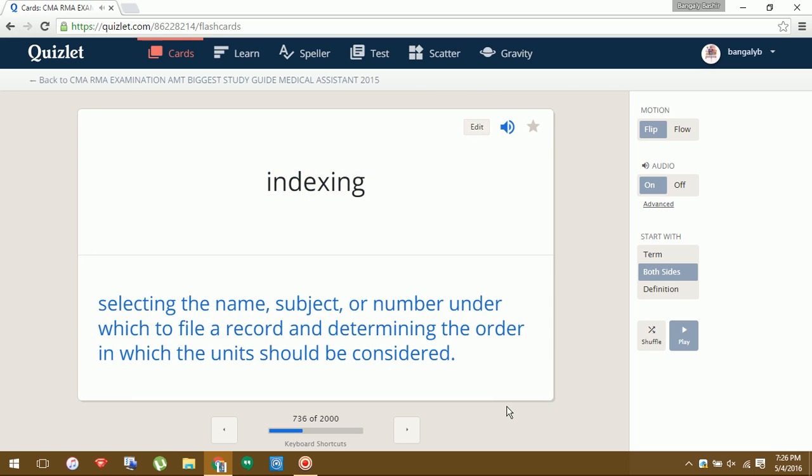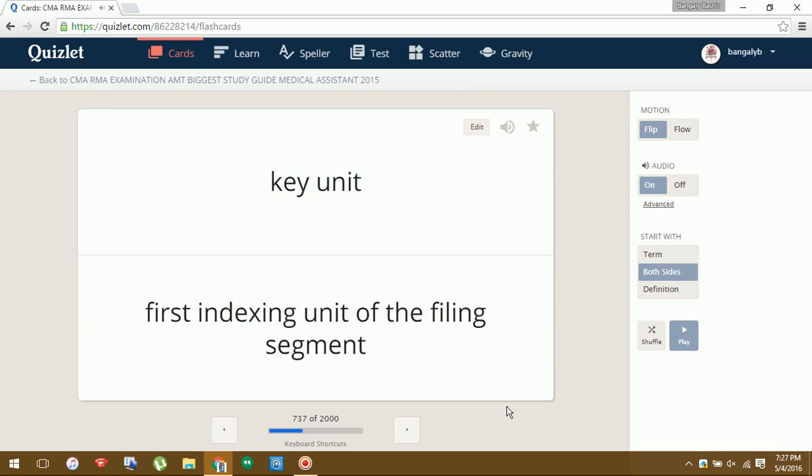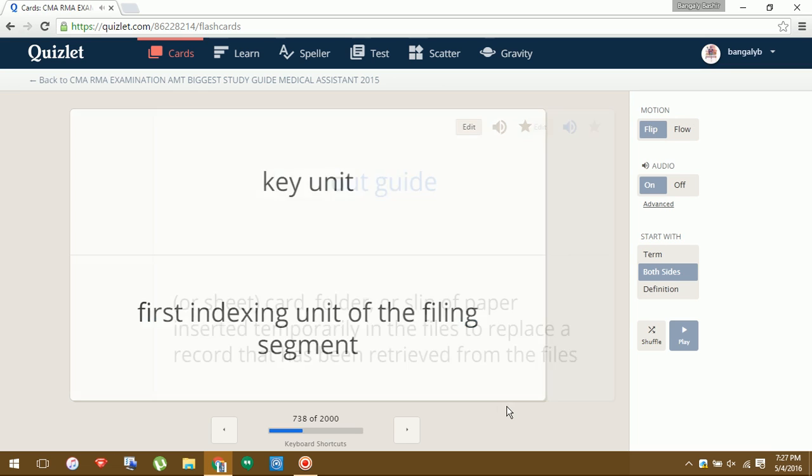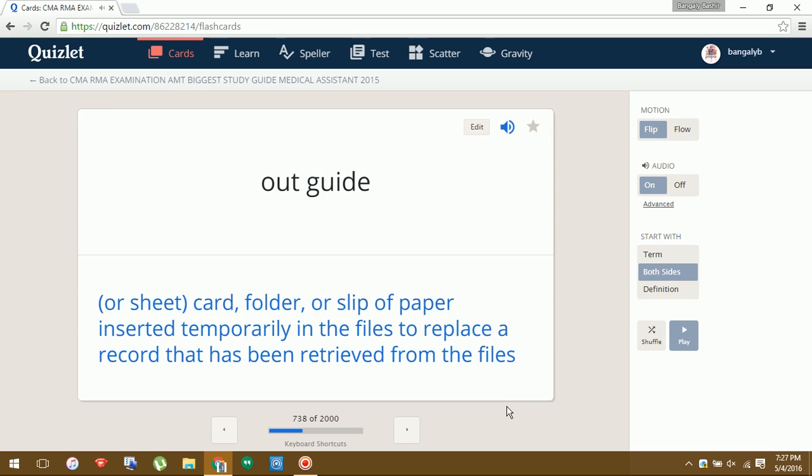Indexing: selecting the name, subject, or number under which to file a record and determining the order in which the units should be considered. Key unit: first indexing unit of the filing segment. Outguide: card, folder, or slip of paper inserted temporarily in the files to replace a record that has been retrieved from the files.